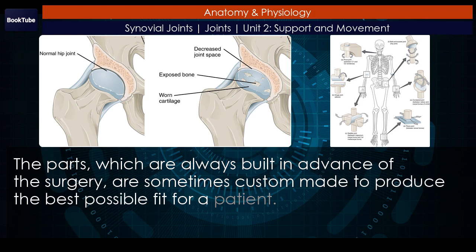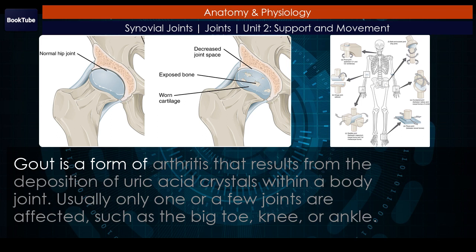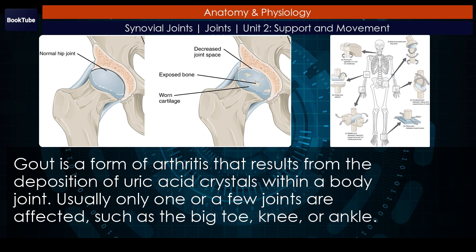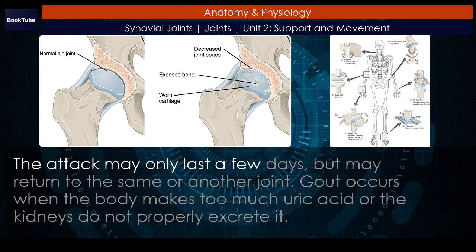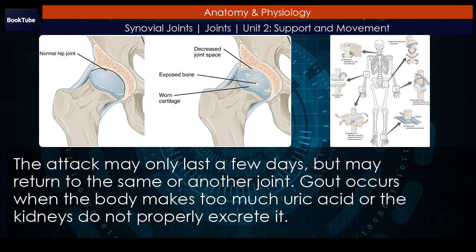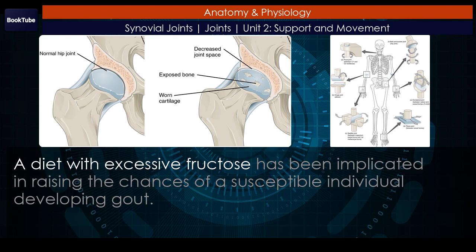Gout is a form of arthritis that results from the deposition of uric acid crystals within a body joint. Usually only one or a few joints are affected, such as the big toe, knee, or ankle. The attack may only last a few days, but may return to the same or another joint. Gout occurs when the body makes too much uric acid or the kidneys do not properly excrete it. A diet with excessive fructose has been implicated in raising the chances of a susceptible individual developing gout.